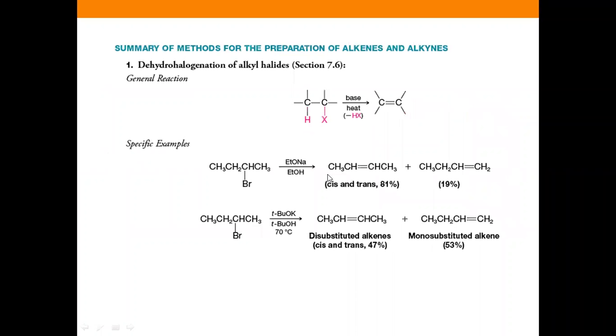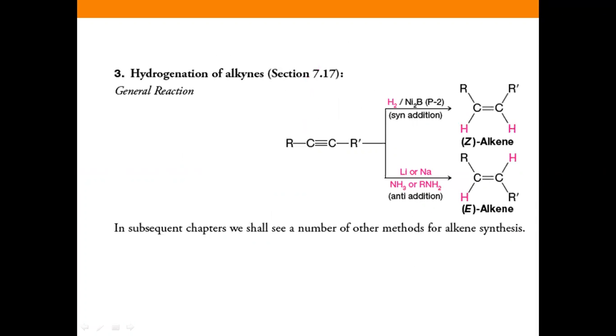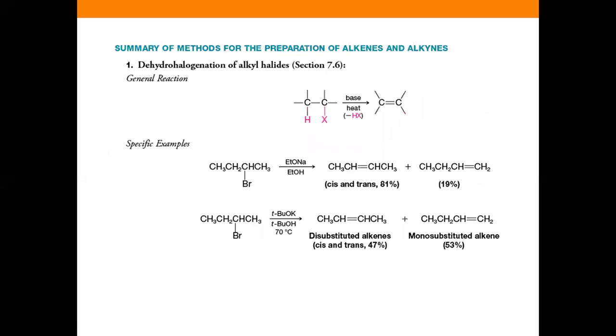You can prepare your alkene from alkyl halides. From your alcohols, you can also prepare your alkene, but you can also prepare your alkene from alkyne. Okay, and you can have your alkene be cis, same side, or trans, or in the E configuration, depending on the catalyst that you use. Okay, so we have so far discussed how to prepare alkenes and alkynes.